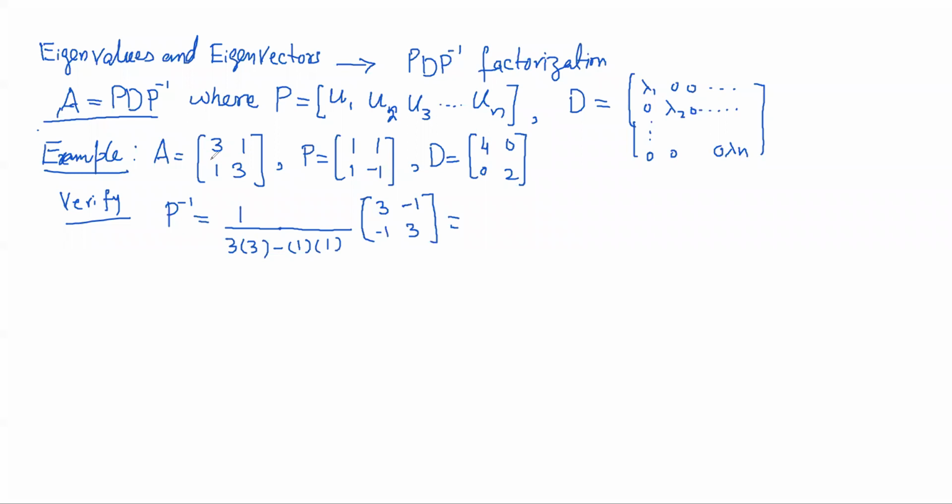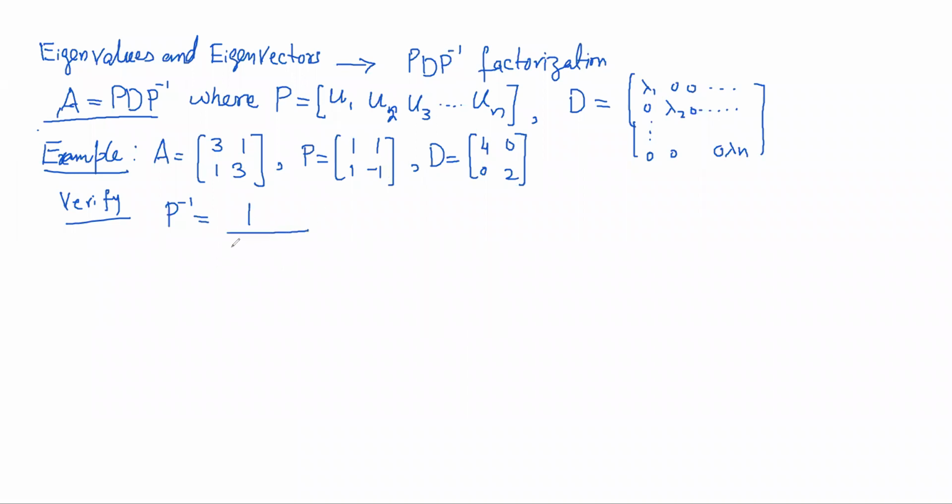So the matrix A is 3, 1, 1, 3. Actually, I have made a mistake. I should not have taken the inverse of matrix A. I should have taken the inverse of matrix P. So I made a mistake over here, so I should erase it, and I should take the inverse of the P matrix.